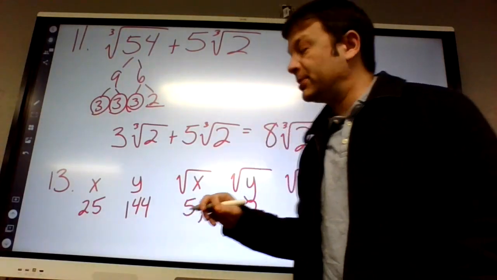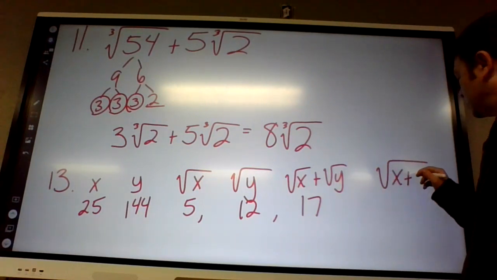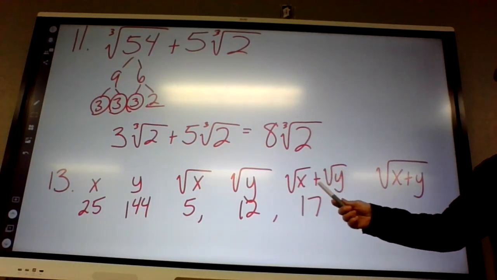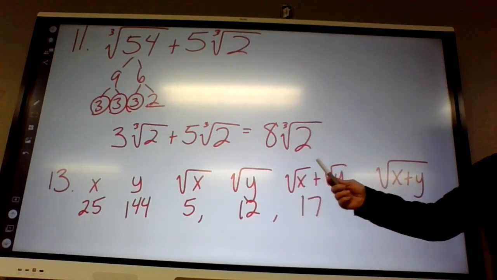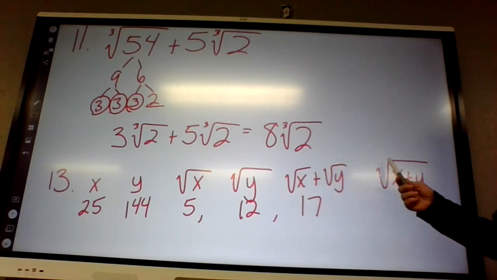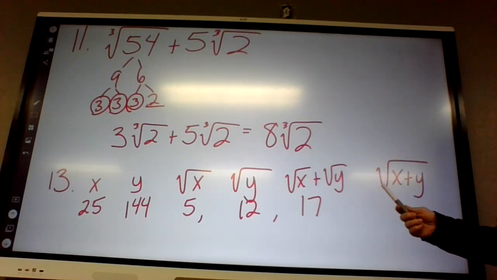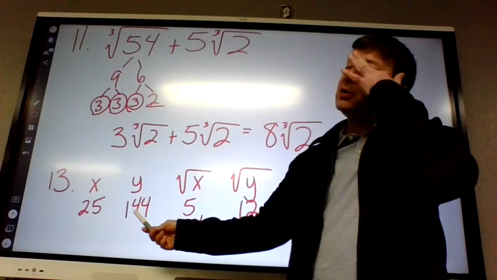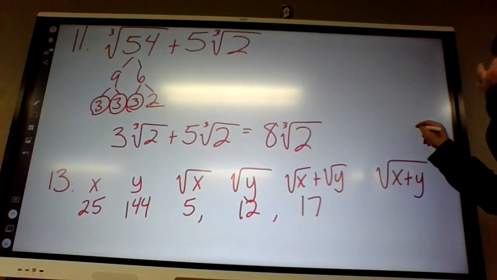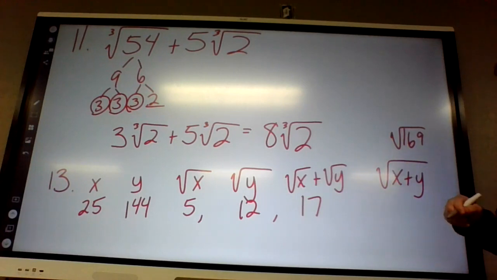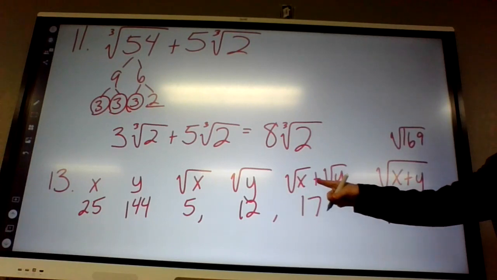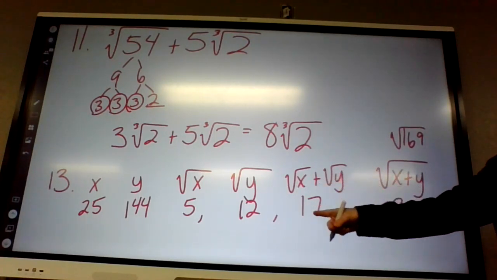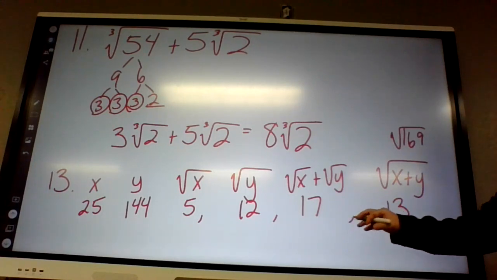And then the last one though says, what's the square root of x plus y? Do you guys know what the difference between these two is? On this one, you square root the x, you square root the y, and you add them together. On this one, you do x plus y first, and then square root that. So let's see what happens. When I do 25 plus 144, it's like 169. So what's the square root of 169? 13. So are these two things the same? No. The first one was 17 and this one was 13, so yeah, they're different.